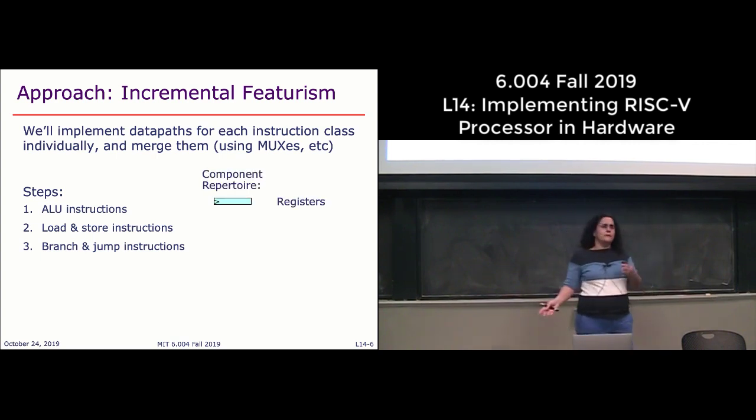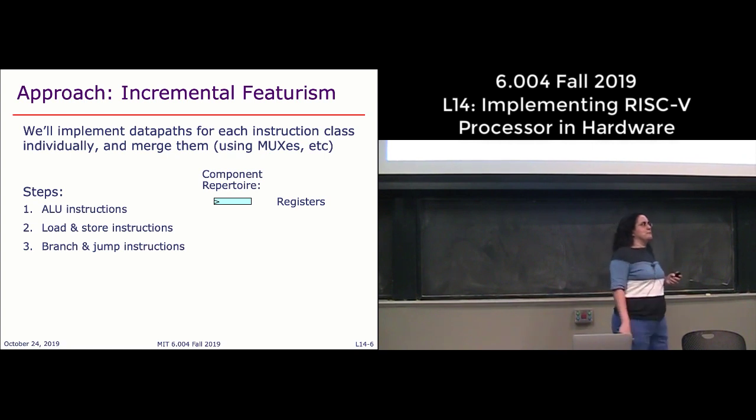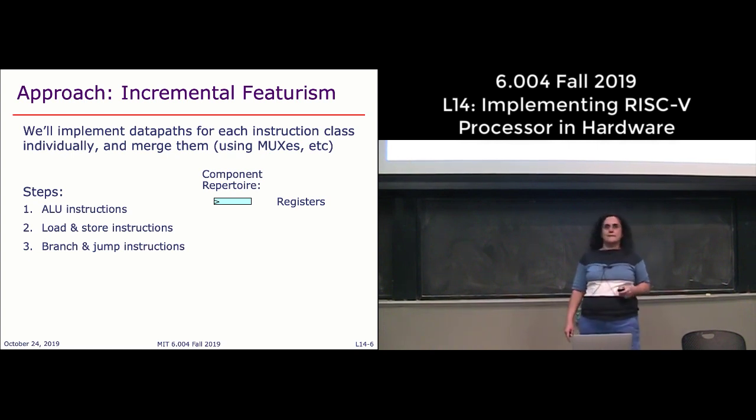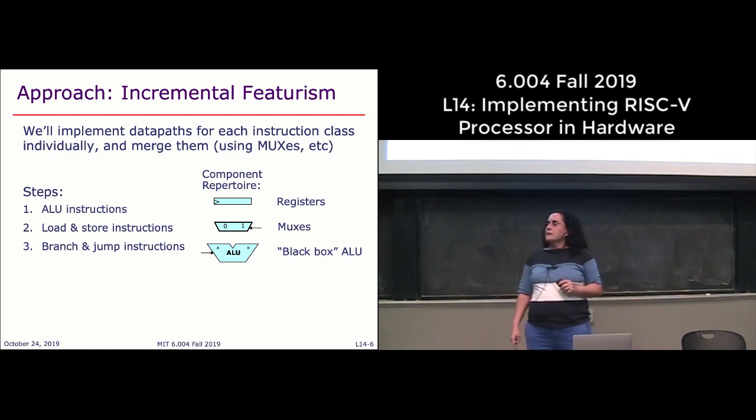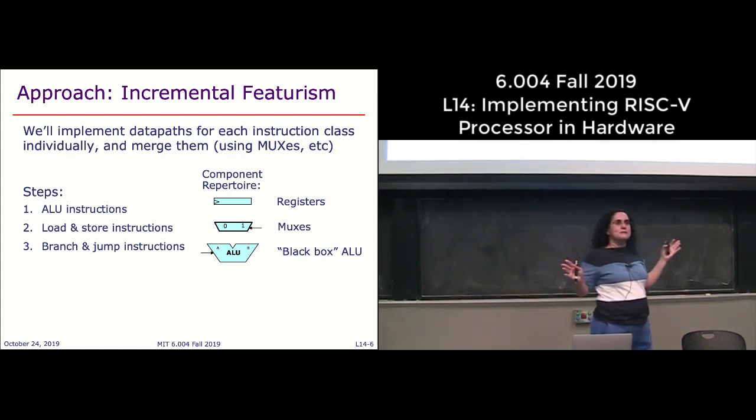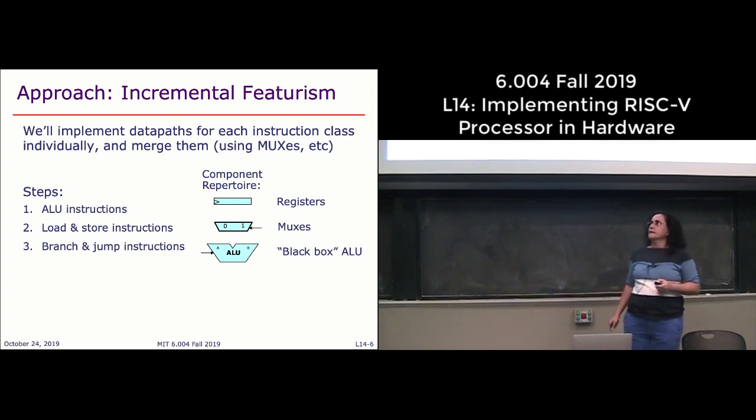All right, and so what pieces of hardware are we going to use to build all of this? Well, here are all the pieces, all of which you're familiar with. We're going to have some registers, some multiplexers, and our ALU, which you can just think of as a black box at this point. This is basically the ALU that you built in Lab 4.